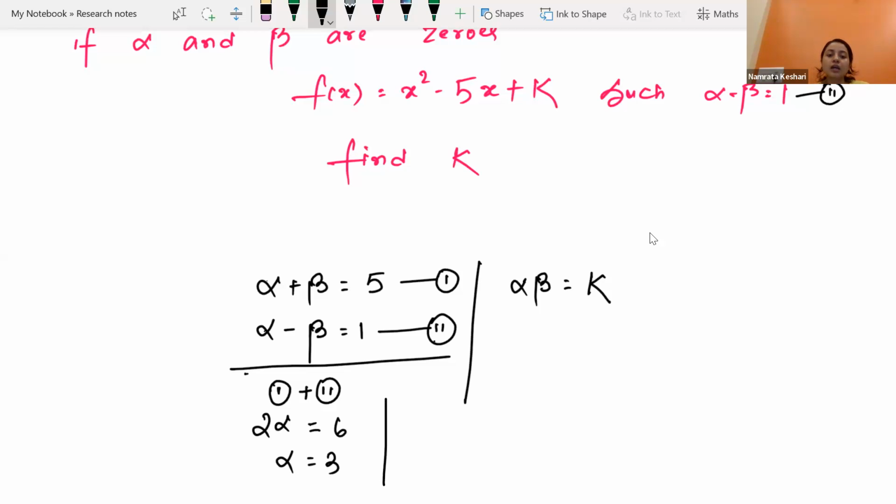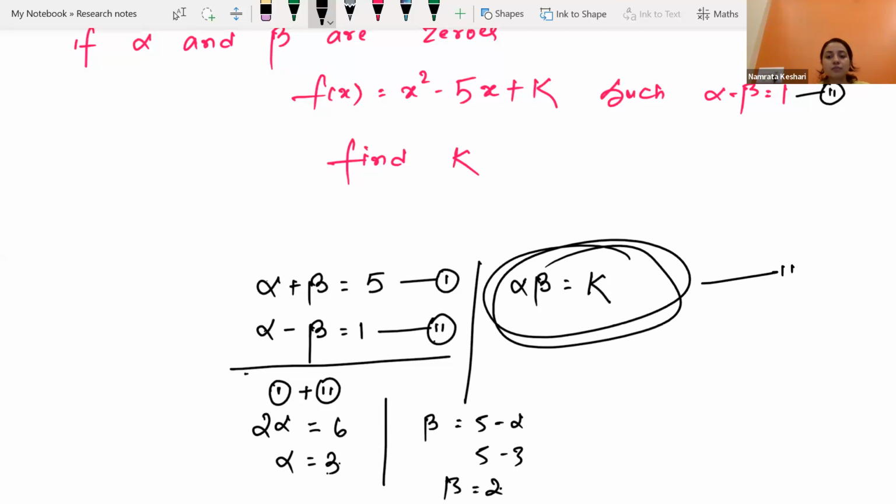Okay. Now alpha we are getting 3, then beta we can find. Beta is nothing but 5 minus alpha, 5 minus 3, that means beta is 2. Alpha we got, beta we got, k we can find from equation 3. Yes or no, Aisha? Yes. Okay, if you are thinking about using the identity, great. But without even using the identity, we are able to do it. And let me write what is that identity which we could have actually used.